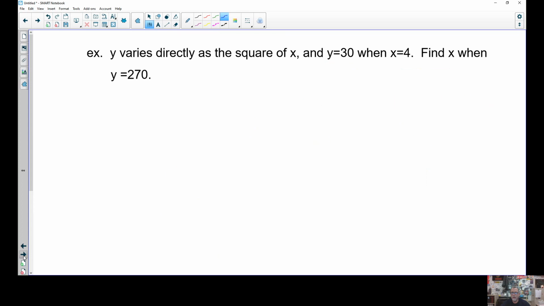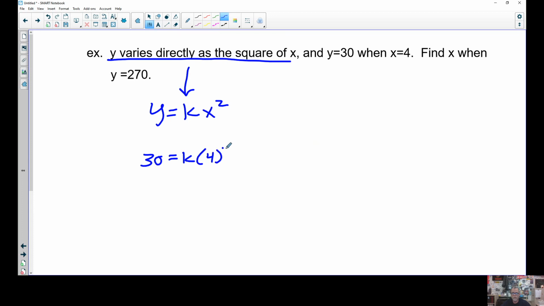Y varies directly as the square of x. All right, so right off the bat, I'm thinking y equals kx squared, right? Y varies directly as the square of x. That's just interpreting that to be this. And then they told me y is 30. So now I'm going to start replacing. They did not give me a k. X is 4. Find x when y equals 270.